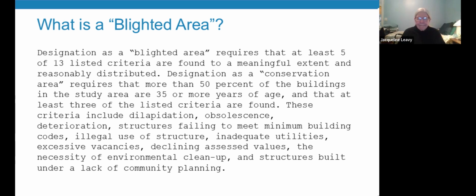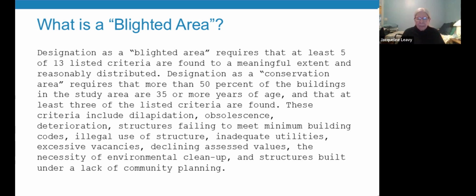So once you take a look at the proposal, you will see all of the PIN numbers, all the property index numbers, all the homes that they have already listed that they are considering of 35 years or more, and if they, quote unquote, meet that criteria. And again, there are 13 criteria that are suggested by statute. However, in a blighted area, at least 5 of the 13 criteria must be found. And in a conservation area, there are 7. Actually only 3. 3, right.